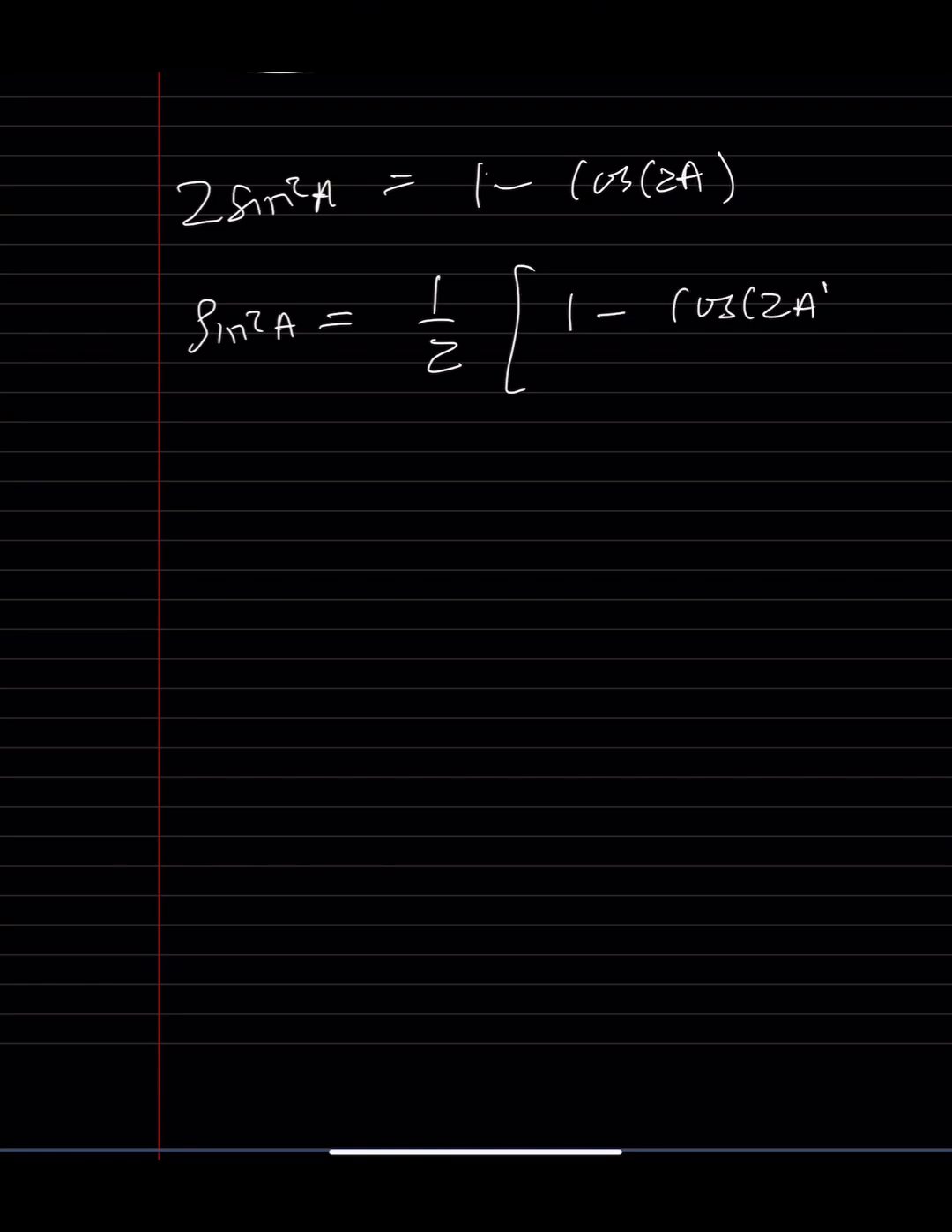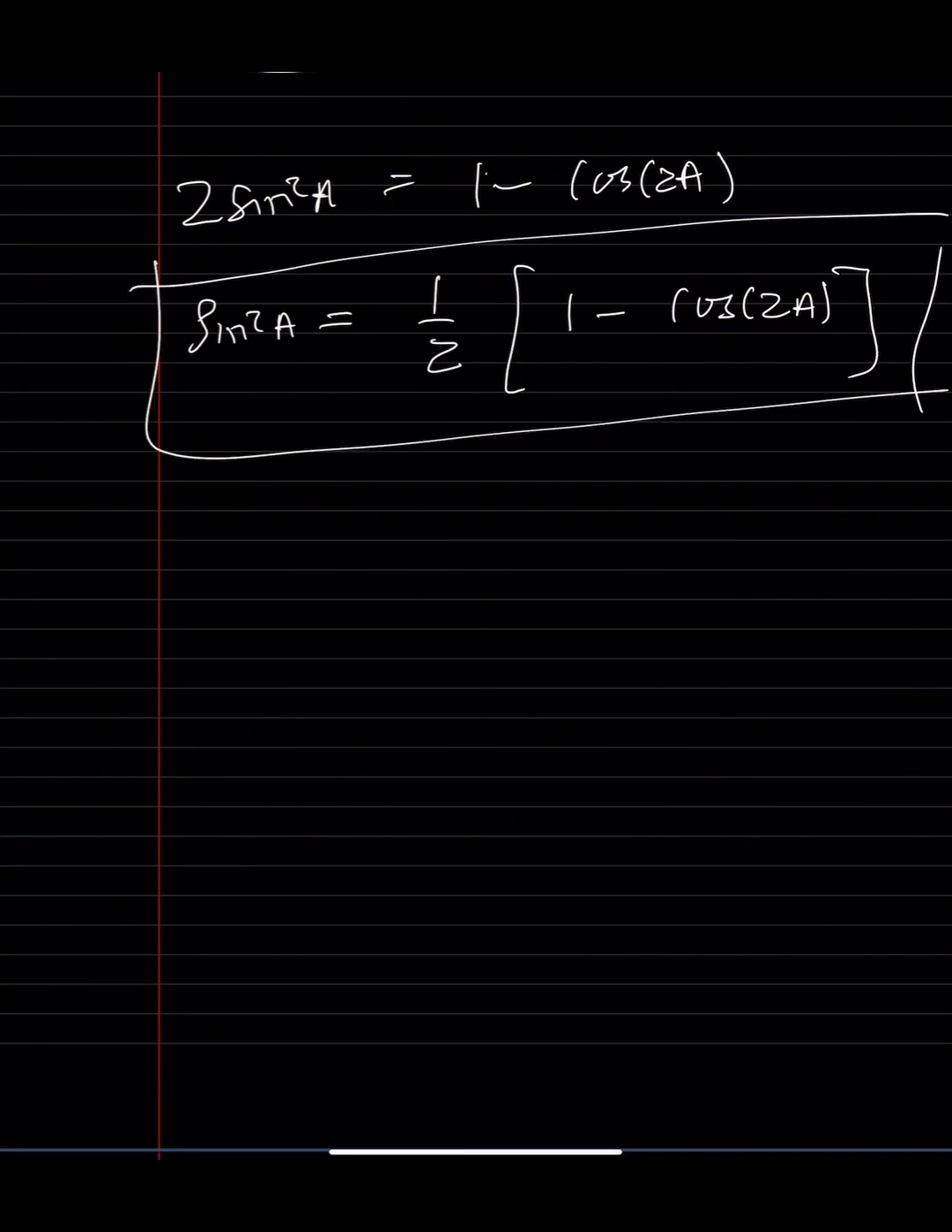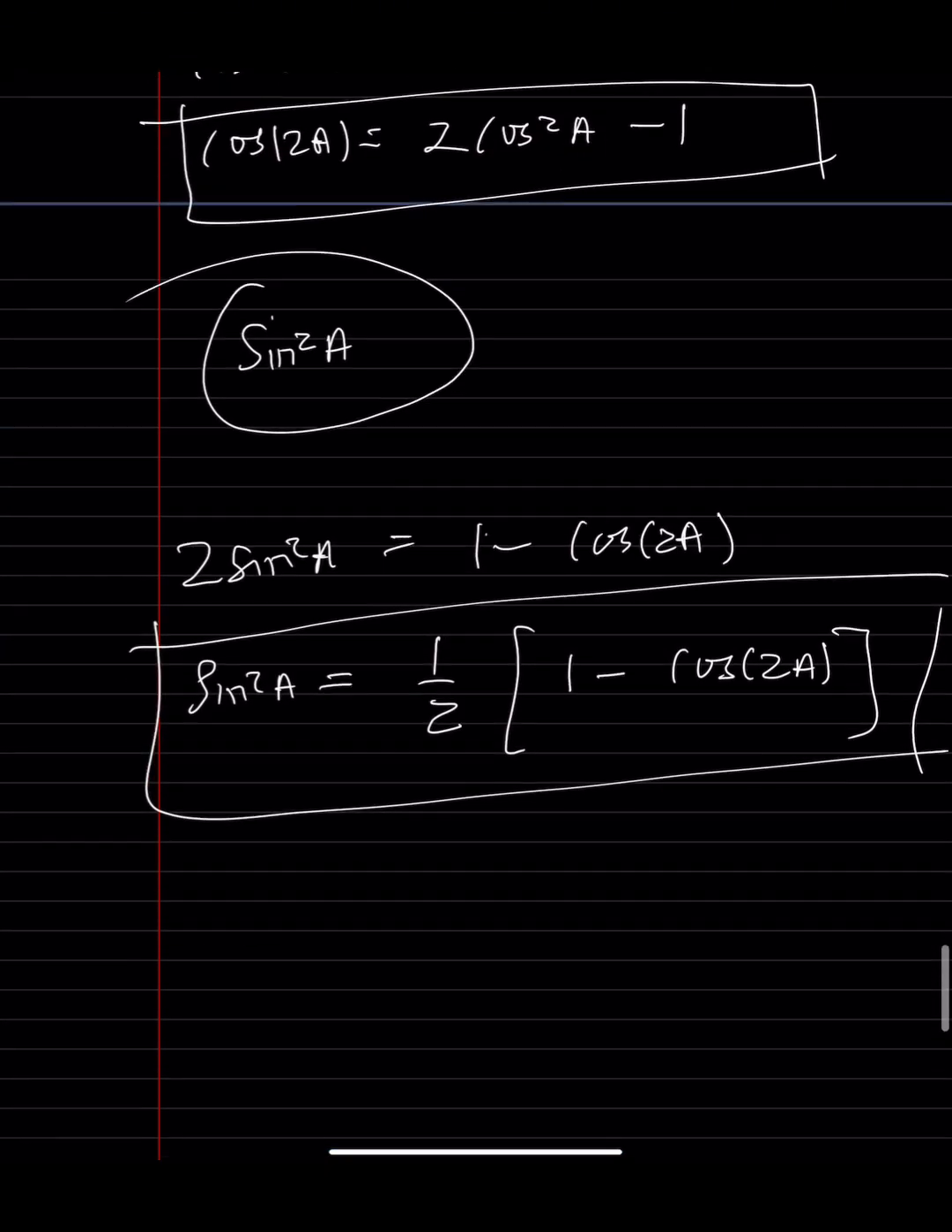So I'm going to get 1 minus cos 2A. So at the end of the day, I'm going to get sine square A equal to 1 over 2 into big brackets 1 minus cos 2A. This is a very important identity that you need to know, because as you go on, you'll be encountering it a lot wherever you go. Let's look at the other parts.